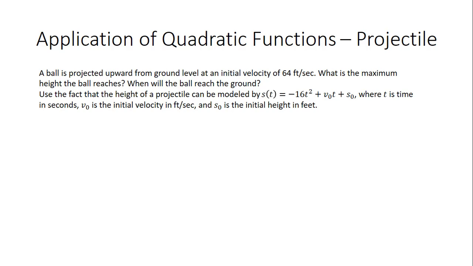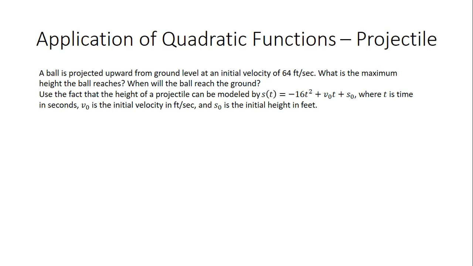This one's different because it doesn't give us the actual quadratic function. We have to create that. But we're going to use the fact that the height of a projectile can be modeled by S of t, which is equal to negative 16t squared plus v sub 0 t plus s sub 0, where t is time in seconds, v sub 0 is initial velocity in feet per second, and s sub 0 is initial height in feet.